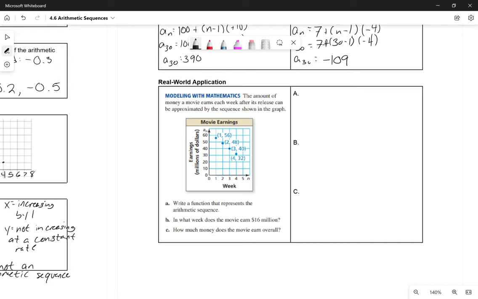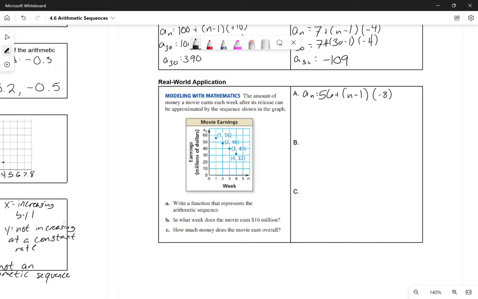So first we're going to write a function that represents the arithmetic sequence. We're going to get a sub n equals our very first term, which is 56, plus n minus 1, and then our common difference, which is going down by 8. And that is our function. Now it's asking us, in what week does the movie earn 16 million?